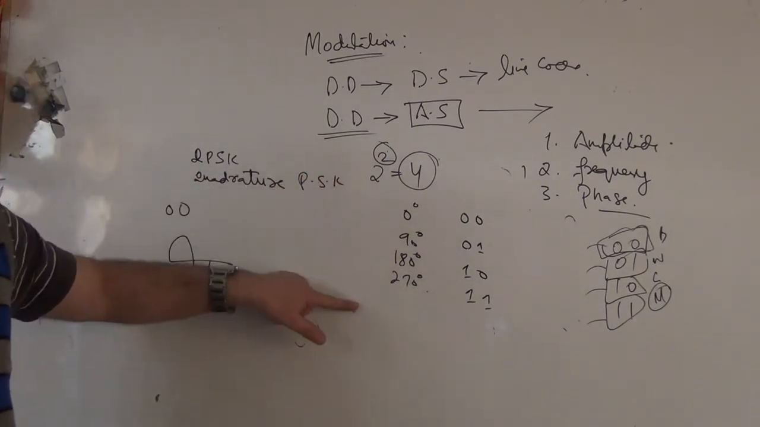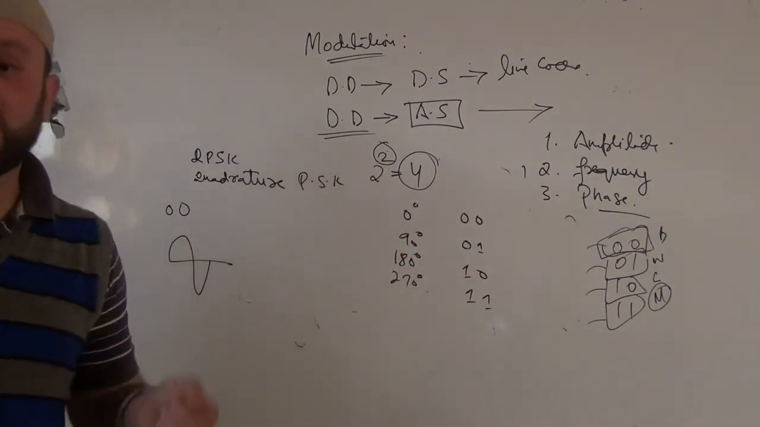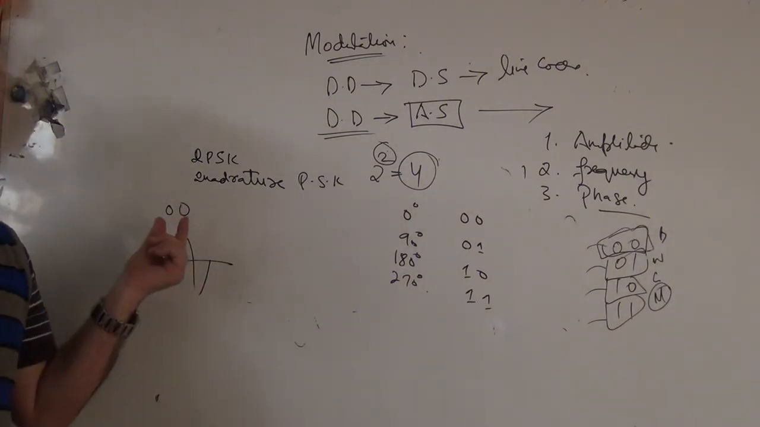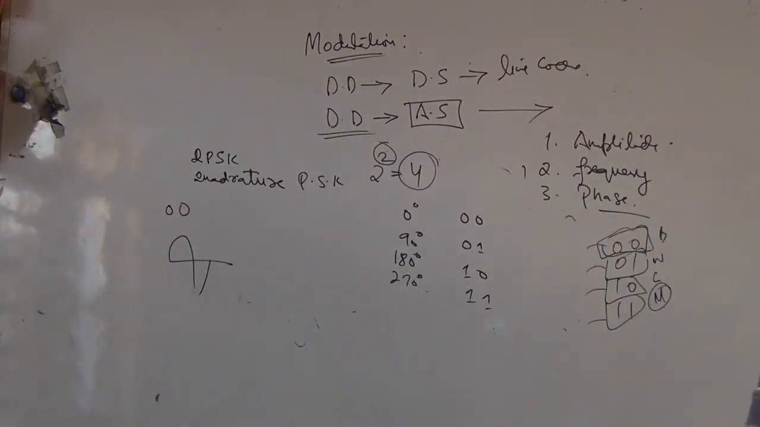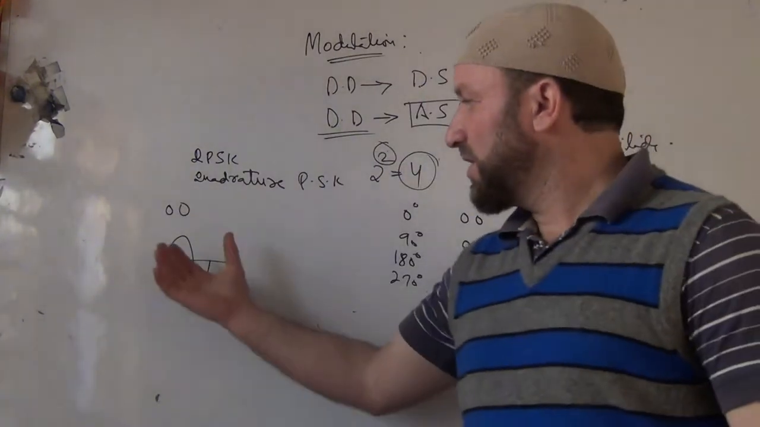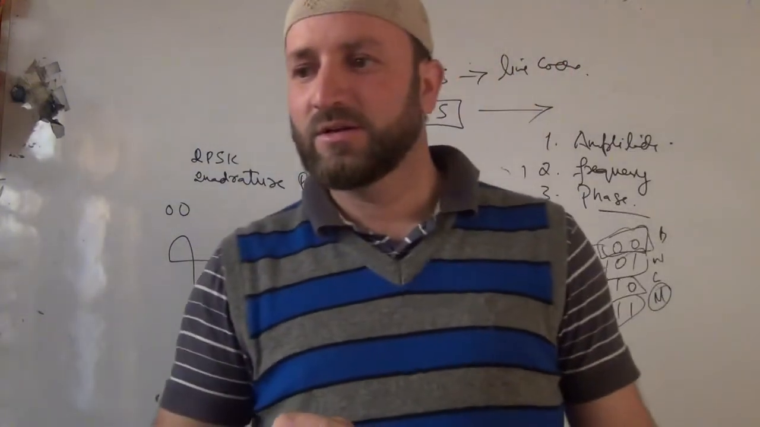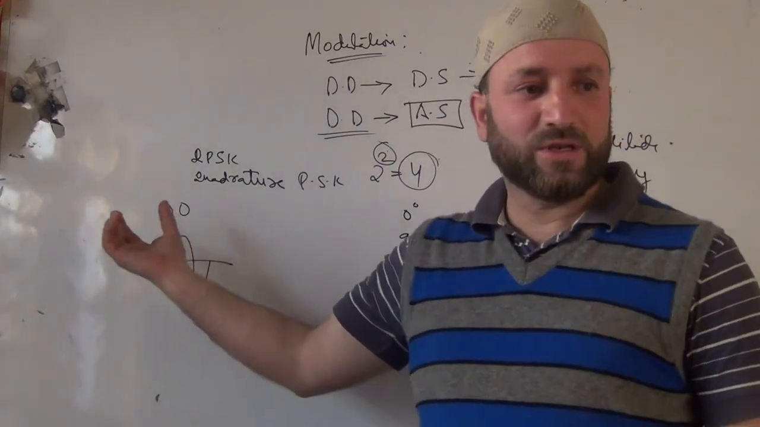So the quadrature PSK is using four phases. If you have four phases, you can use two bits per signal. So are we increasing bit rate or baud rate? Bit rate. Baud rate will decrease definitely, because if I had to send two zeros, I had to use two signals. Now I'm seeing only one signal. Per signal, two bits are loaded.